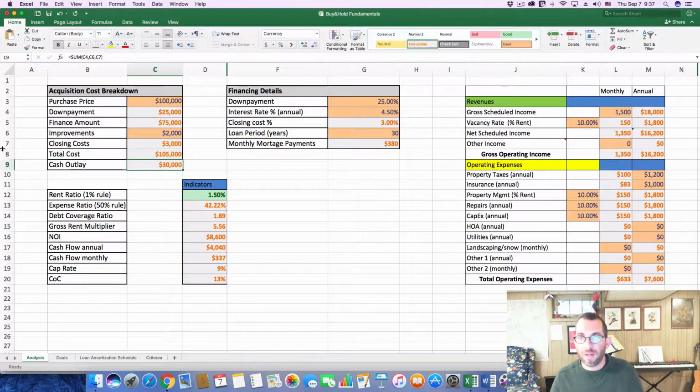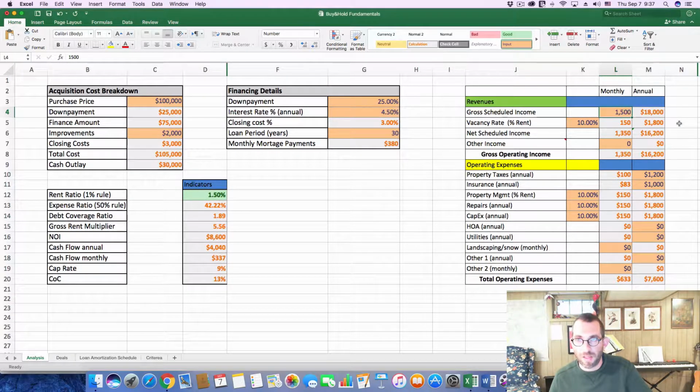All right, having said all of that, that's sort of the acquisition cost breakdown. Now, the rest of the stuff comes in. So your gross scheduled income is your rent that goes in here. You enter monthly and you get the annual calculated. Vacancy rate, I'm really conservative, at least the first time I look at things, and I put in 10%. If you want to put in just a month, it's 8.3.